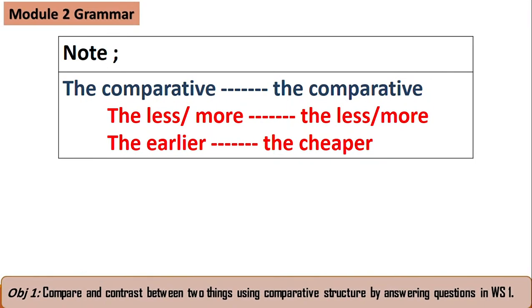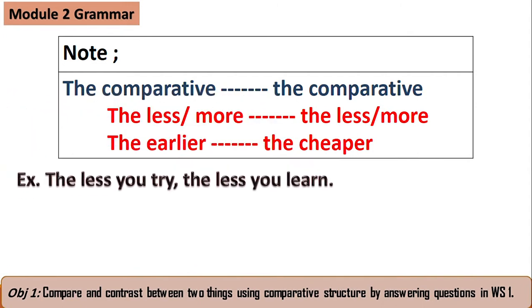Now, about the comparative and the comparative. Using the, then use a comparative, then the with another comparative. Like the less or the more. The earlier, the cheaper. The earlier you book your ticket, the cheaper you get. Now you have an example.